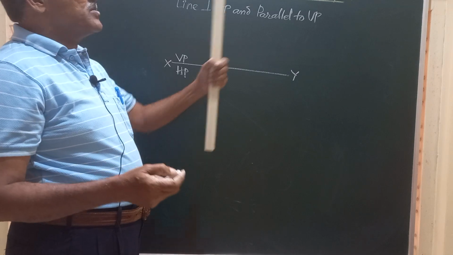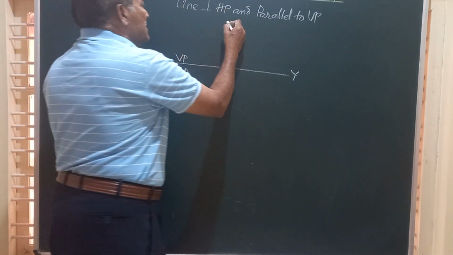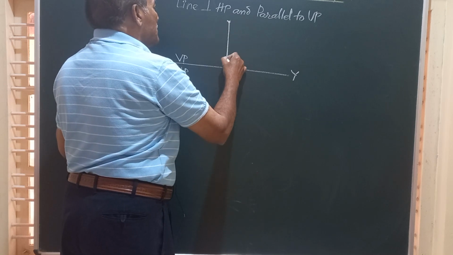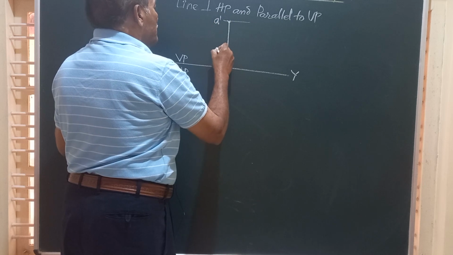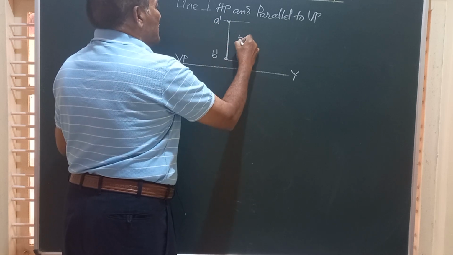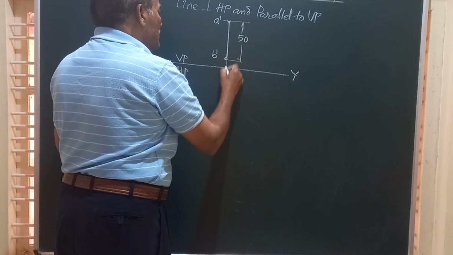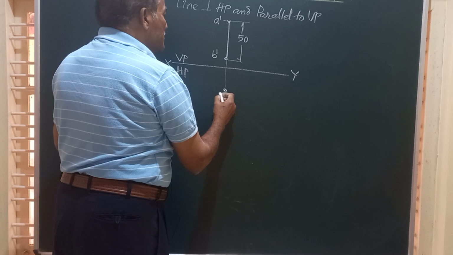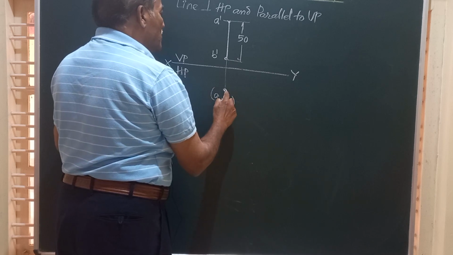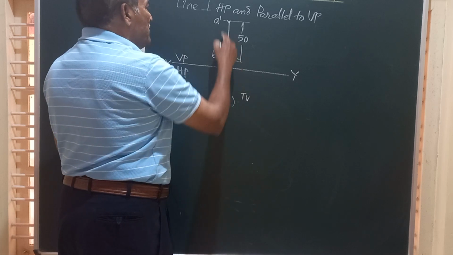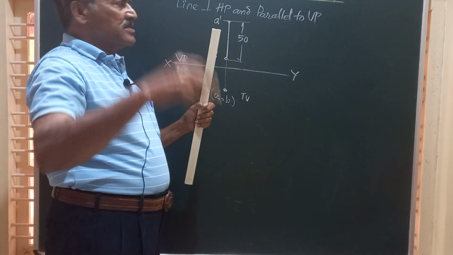Then for the front view, I told you, you are going to get it perpendicular to XY, and suppose this has a length of 50 mm. So this is going to be your A dash B dash. The front view, say the length of the line is 50 mm, and I told you the top view is going to be a point. This point is going to be A comma B. AB is the top view, A dash B dash is the front view, and in the side view, if required, you will get the same length.